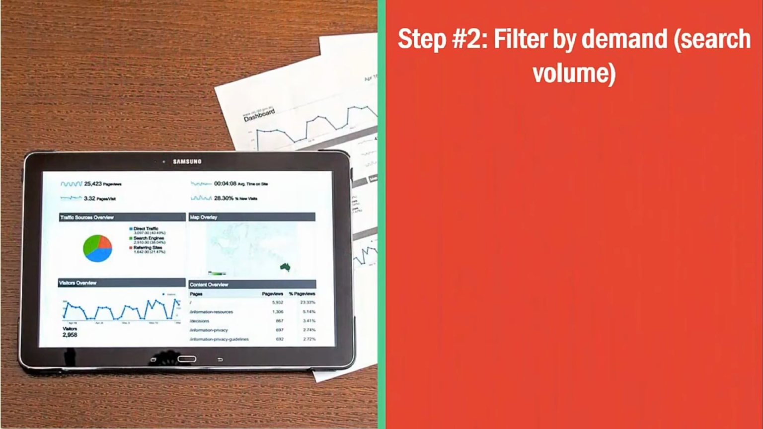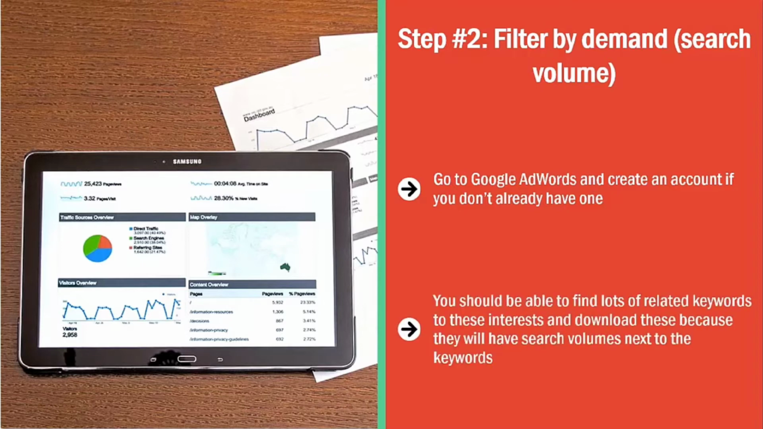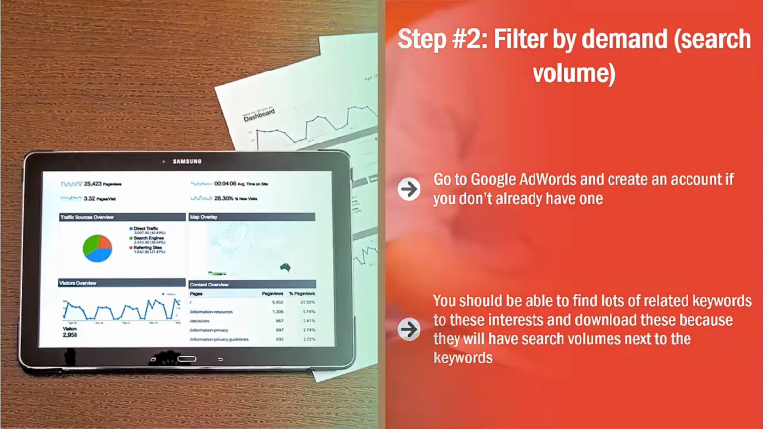Step number 2, filter by demand, search volume. Go to Google AdWords and create an account if you don't already have one. Once you're logged in, click Tools and use Google's Keyword Planner tool. Enter keywords that are related to the personal interests that you listed in Step 1. You should be able to find lots of related keywords and download these, because they will have search volumes next to the keywords. At this point, you're going to delete from your list niches or personal interests that have too little search volume or are too much. You want something in the middle.